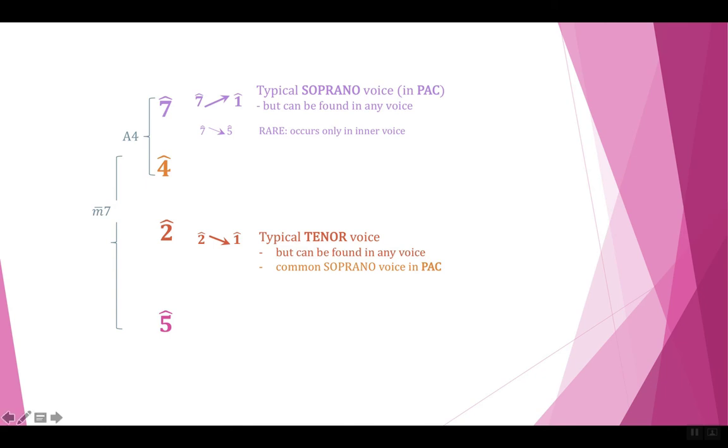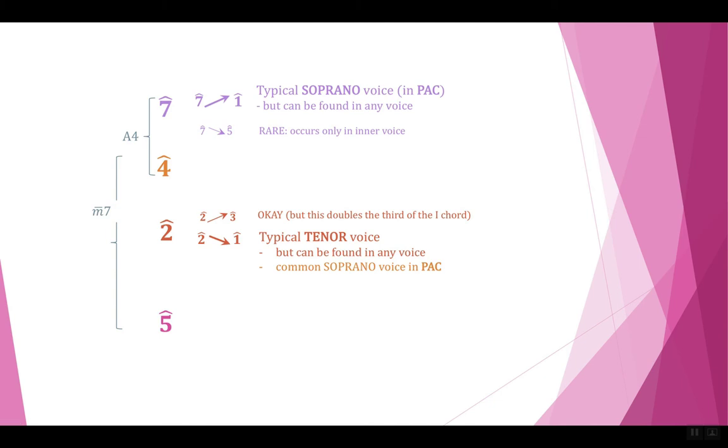Let's call this the typical tenor voice, because the tenor is like the cantus firmus, right? It's the held chant. That's where the term tenor comes from, because tenor means to hold. And in our species exercises, the cantus firmus is always going 2-1, and the counterpoint is going 7-1. Okay. But I would like to point out that it's also very common to have 2-1 in the soprano, and whenever you have a perfect authentic cadence, the soprano is going to go either 7-1 or 2-1. So you can have it in other voices.